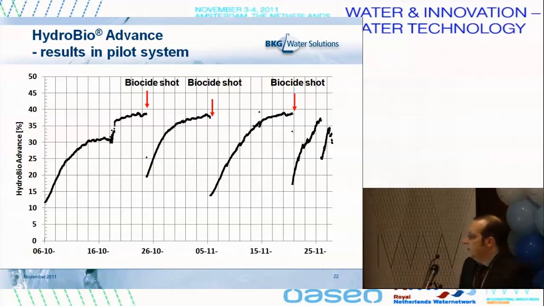So here, one of the first field trials that we have done, in one of our pilot systems. You can see that the biofilm formation is growing, which is quite typical. Then we used the biocide shot. We could reduce the biofilm again, then it increased again. So we did this several times to prove that it's really killing the biocide or eliminating the biofilm. And it shows that it's a kind of reproducible result.